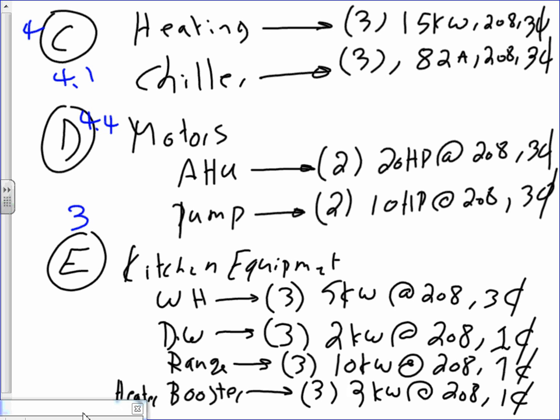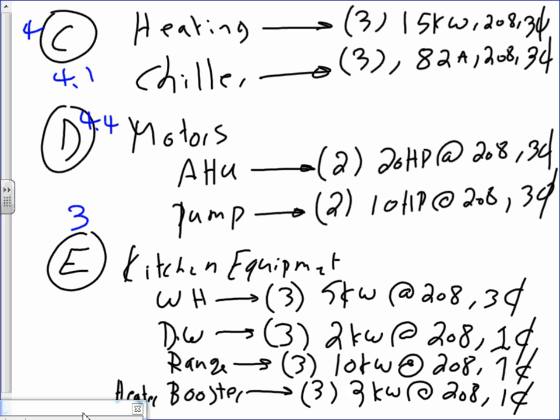Motors. The second item, D. So C is for heating and cooling, D is for motors. And remember, the blue relates to your document later on. I have motors. I have an air handling unit and pumps. Anybody knows what the air handling unit is, it handles air. You give it cold air, it shoots cold air. Hot air, it shoots hot air. So air handling unit, I have two of them. 20 horsepower, 208, three-phase. Do you guys remember what you did with Chase? You did motors, right? And you sized them and you wanted to find the motors. That's what we're going to do. Pumps to pump the water for the chillers. I have two pumps running at 10 horsepower, 208, three-phase.